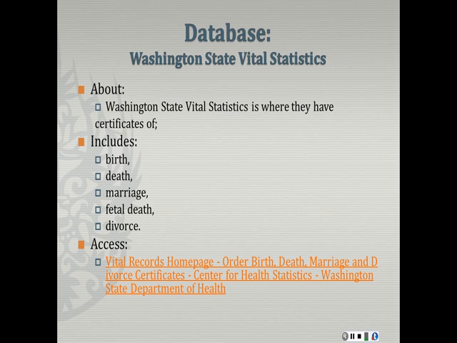Alright, this is the Washington State Vital Statistics. Now, these guys handle quite a bit. The Washington State Vital Statistics is where they have certificates of birth, death, marriage, fetal death, divorce, and you can go ahead and go there. I mean, this is pretty self-explanatory. I think we all know what the Washington State Vital Statistics is, but their website is right there.